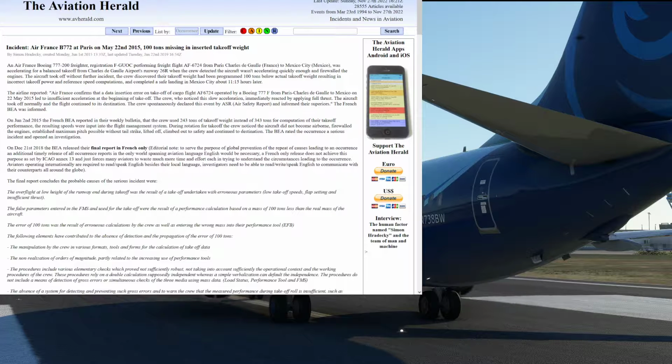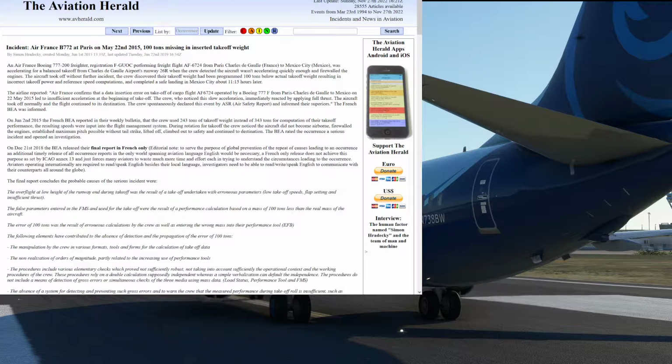On June 2, 2015, the French BEA reported in their weekly bulletin that the crew used 243 tons of takeoff weight instead of 343 tons for computation of their takeoff performance. The resulting speeds were input into the flight management system, and during the rotation for takeoff, the crew noticed the aircraft did not become airborne, firewalled the engines, established maximum pitch possible without tail strike, lifted off, climbed out to safety, and continued to destination. The BEA rated the occurrence a serious incident and opened an investigation.